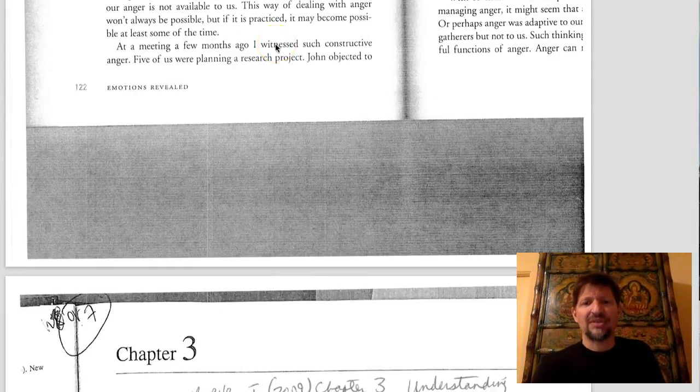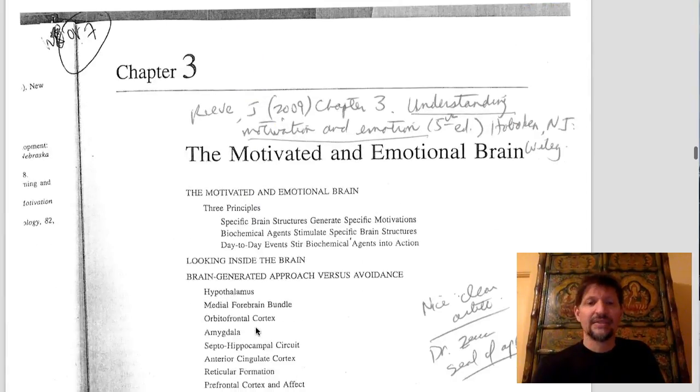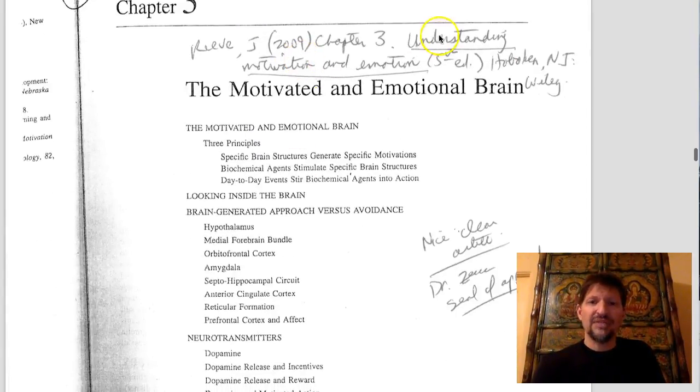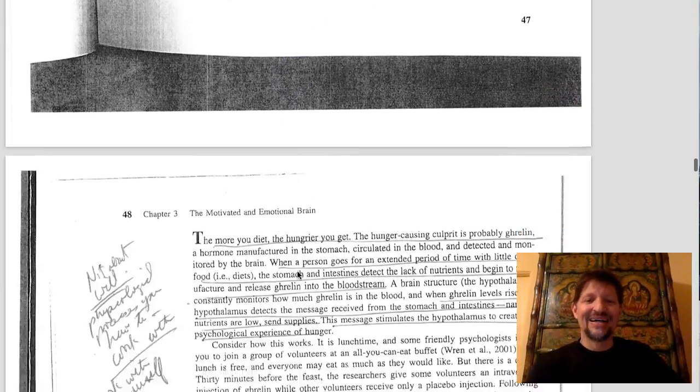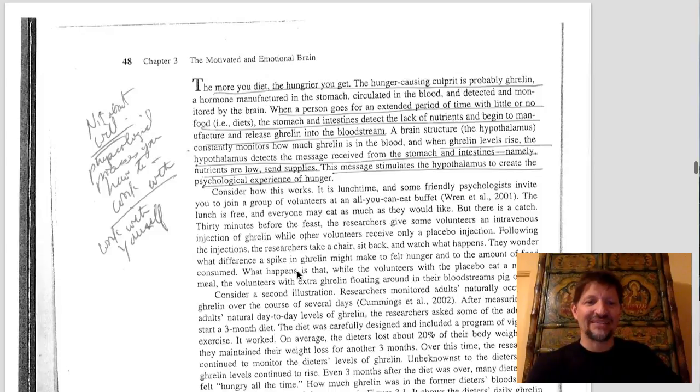Please read the whole chapter on Ekman, but those are some of the highlights. The next one is by Jay Reeve. It's chapter 3 from Understanding Motivation and Education. It's a nice, clean article. It gets Dr. Zeus's seal of approval. So go ahead and read through this. I'll just try to touch on the highlights again real quick.